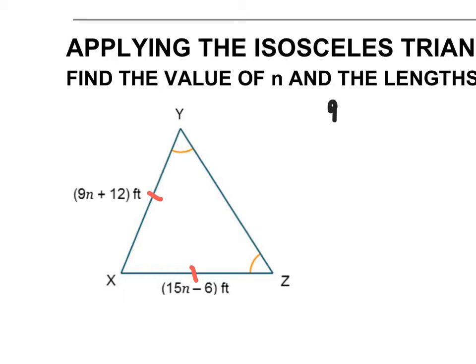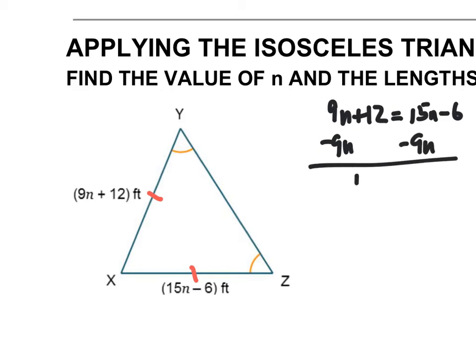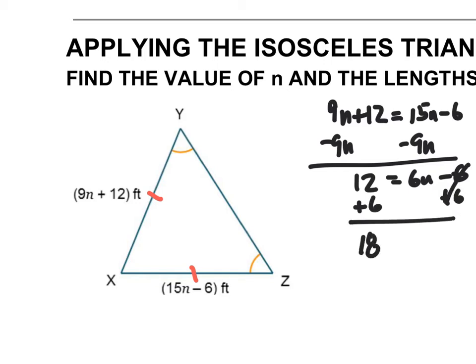So I'm going to set up 9n plus 12 and set that equal to 15n minus 6, okay? And I'm going to subtract 9n from both sides, and that's going to give me 12 is equal to 6n minus 6, okay? And then I'm going to add 6 to both sides. So then I get that 18 is equal to 6n. Divide by 6, divide by 6, and so I get that n is equal to 3, all right?